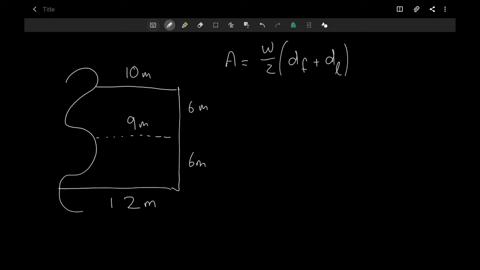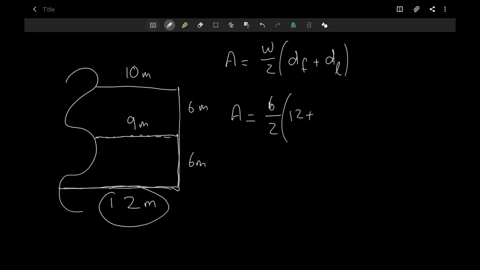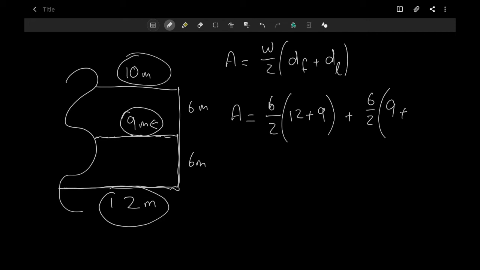Now remember, we have two applications, so we need to do this twice. So let's take a look at our first shape here. So the area is equal to W. So W in this case is 6 over 2. Our df is 12 plus our dl is 9. Now let's do the second application, plus our W is the same, 6 over 2. Our new df for this shape is now 9 plus our dl is 10.